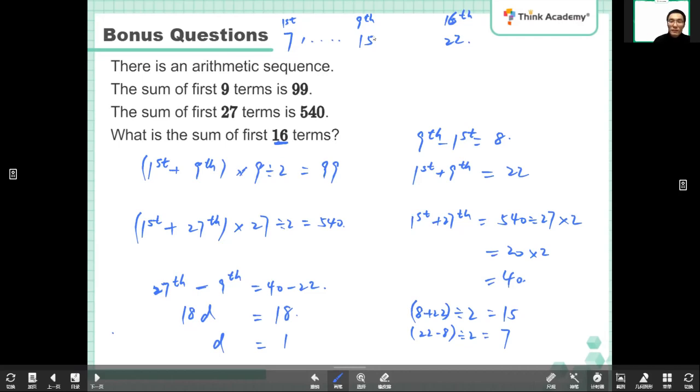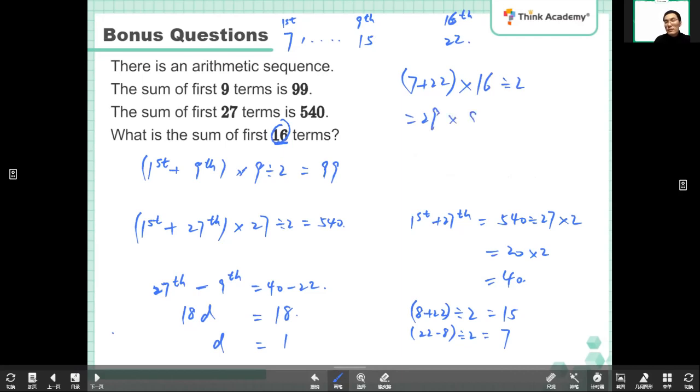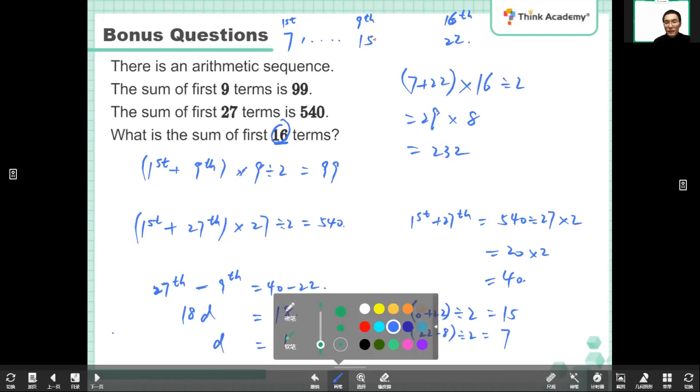Find the sum using the formula. I'll erase this part. So first term plus last term, 7 plus 22, times number of terms, 16, divided by 2. That will be 29 times 16 divided by 2, which is 8. So 29 times 8, which is 30 times 8 minus 8. That is 240 minus 8, which will be 232. And this is the final answer.